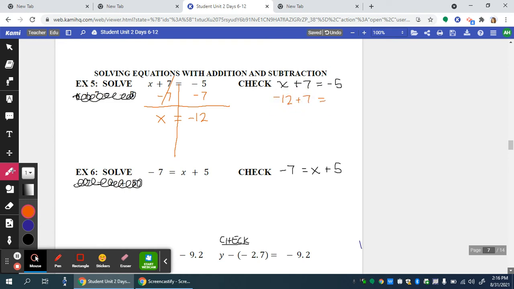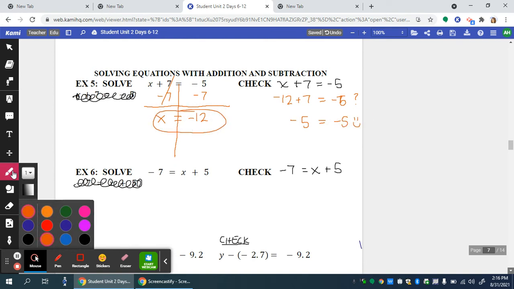Before I'm sure, I need to double check. Negative 12 plus 7 should be equal to negative 5. Negative 12 plus 7, I'm in debt $12. I add $7. Now I only owe $5. And this is correct. So x is equal to negative 12.